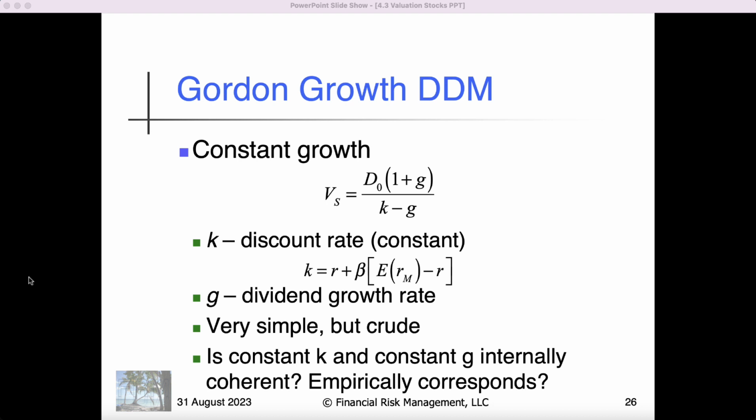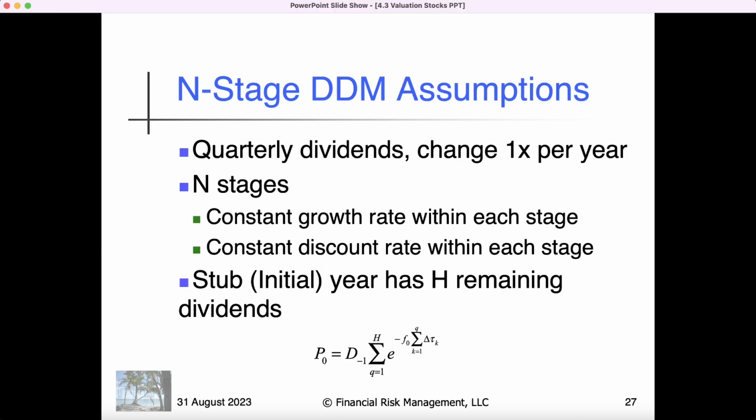So if we want to improve this model, there's a couple things we could do. One, we should incorporate quarterly dividends, but allow the dividend to change only once per year. That's generally the way that dividends in the United States are handled. And so I'm going to assume a constant growth rate within each stage, and a constant discount rate within each stage. And there's going to be some stub or initial year that has H remaining dividends.